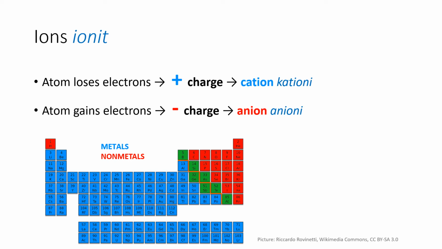Cations are positively charged ions. Cations are formed when a metal loses electrons. Anions are negatively charged ions. Anions are formed when a nonmetal gains electrons.